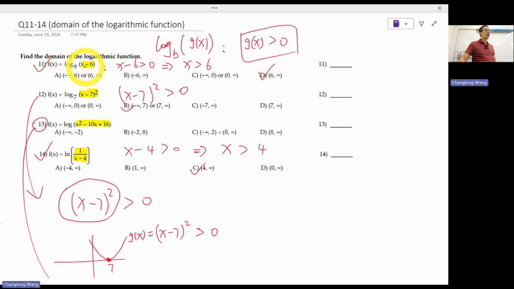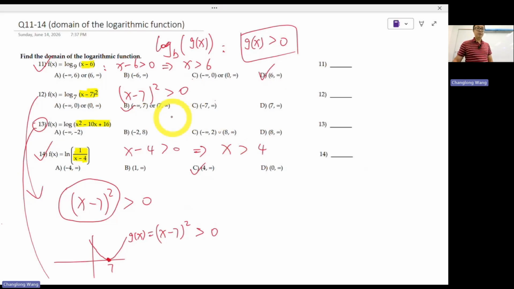So make sure that this guy is positive. And that set of x values will be the domain, right? And therefore, things are pretty simple in 11 and 14. Even number 12, right? So whether or not you were pretty comfortable with that yesterday, the way I talked about it. But now you should look at it, you don't have to.